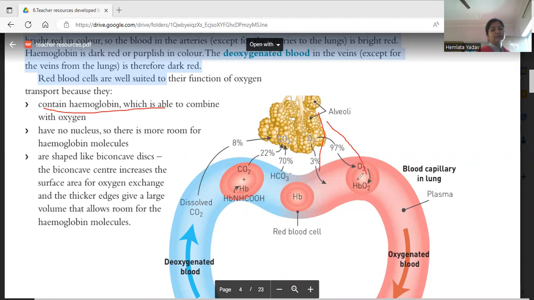97% oxygen, as you can see in the RBC. These are the RBCs having the HB. HB means hemoglobin. So hemoglobin में ऑक्सीजन पकड़ लिया, अब ऑक्सीजनेटेड ब्लड हो गया.